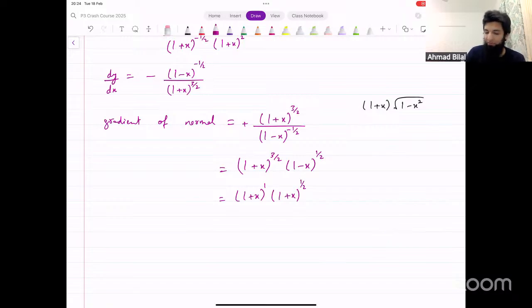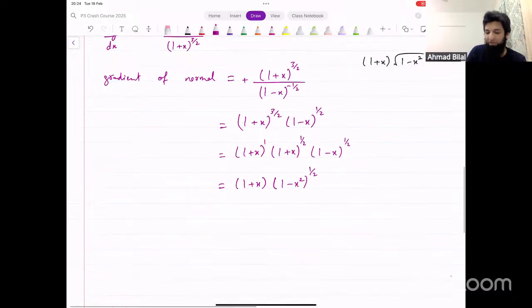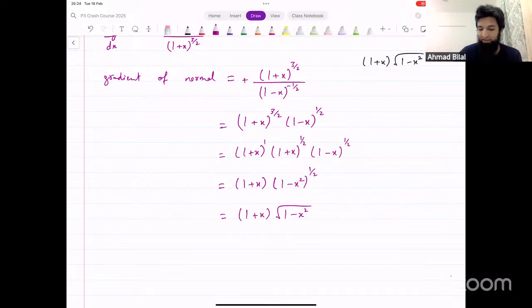Okay, and then we also have (1 minus x) whole raised to power 1 over 2. So we've got this part separate, 1 plus x, that's what we wanted there. And now these two things have the same power. When the powers are the same, bases can multiply. If we multiply the bases here, this is a plus b times a minus b, so that is going to become a squared minus b squared, and we have (1 minus x squared) whole raised to power 1 over 2. And that power 1 over 2 can be written as a square root. So we get (1 plus x) whole times square root of 1 minus x squared. And that's what we wanted to prove, that the gradient of the normal is this.